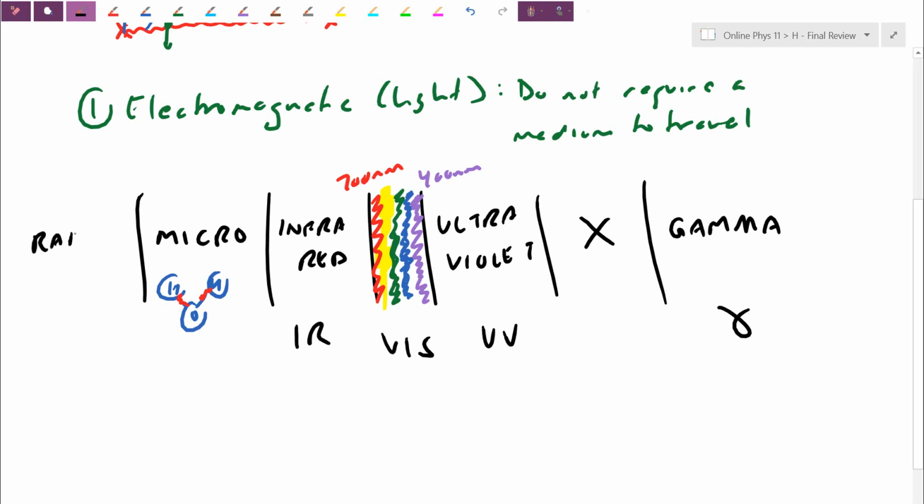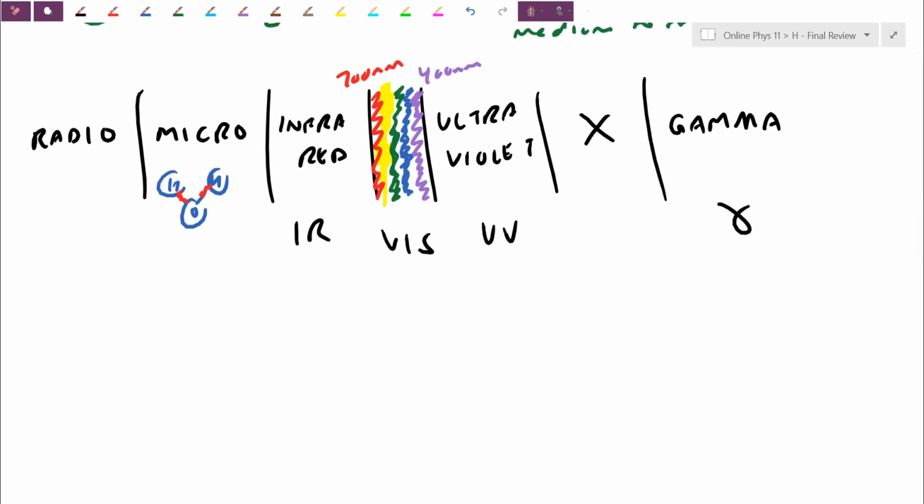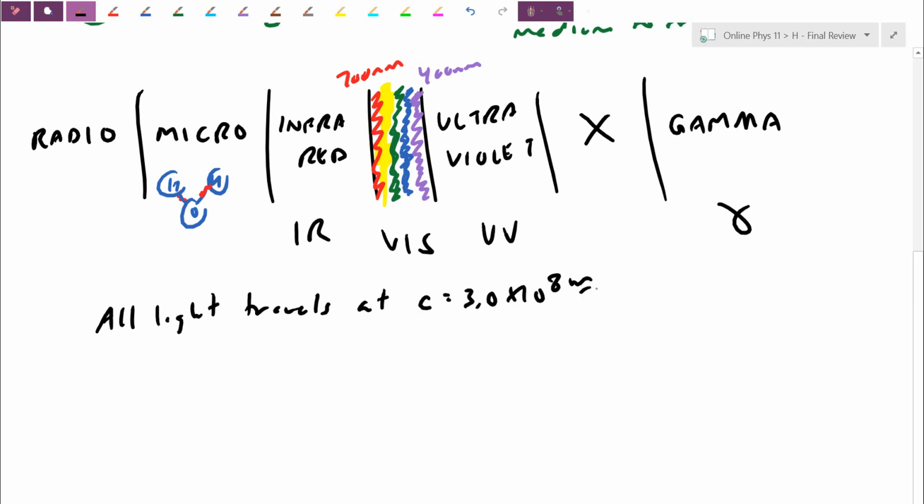And then we get into our radio waves. We know when we turn on the radio, suddenly you can hear the broadcast. The radio waves are constantly around us, but without a device that's sensitive to that region of the electromagnetic spectrum, it's completely invisible to us. What's important for us to know for this spectrum is that all light travels at c, which is 3.0 times 10 to the 8 meters per second. That's referred to as the speed of light. That's the speed of light in vacuum.